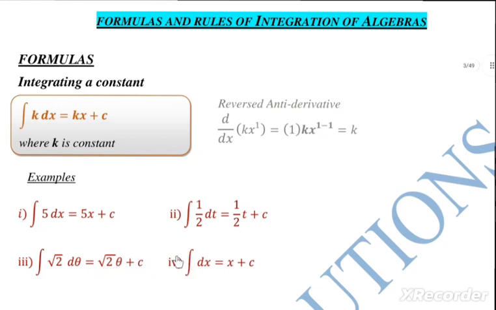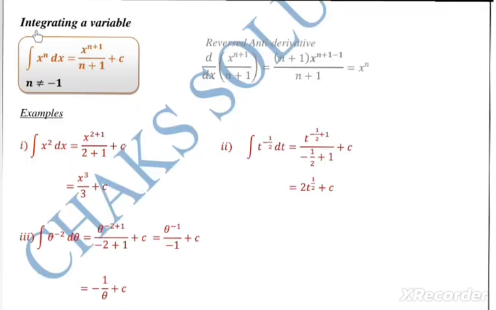Then item 4, the integral of dx. The integral of dx can be written as 1 times dx. So this will result in x plus c. Remember, x is the same as 1 times x. So it's integrating a variable. The next thing is integrating a variable.